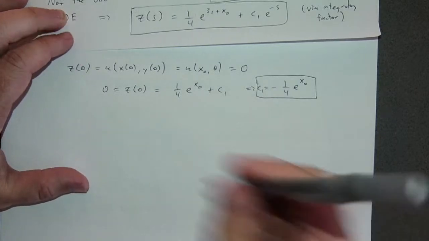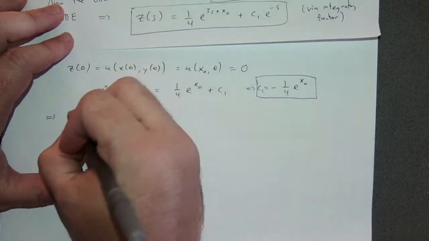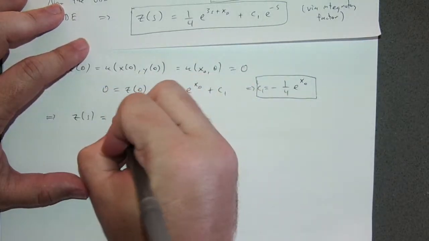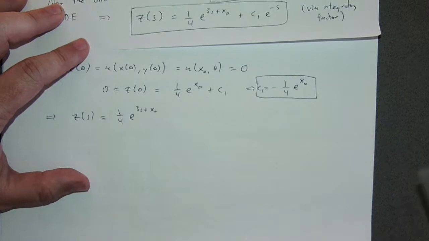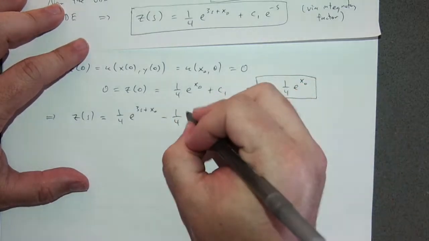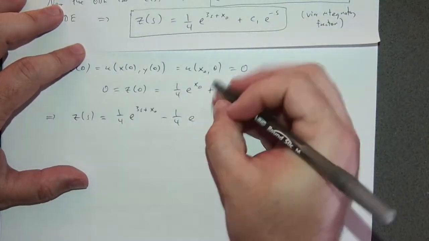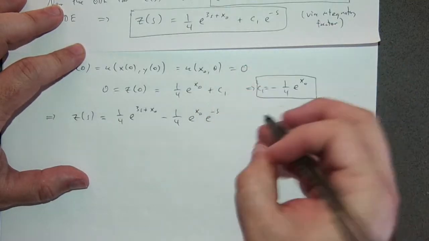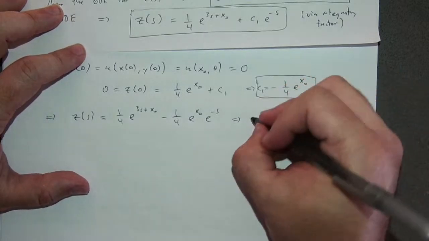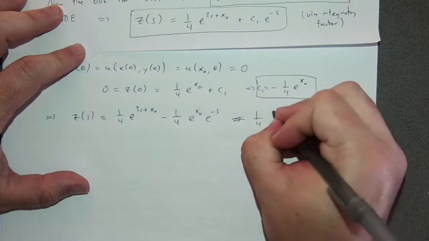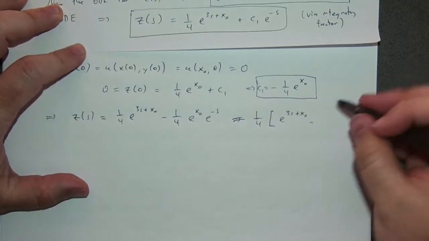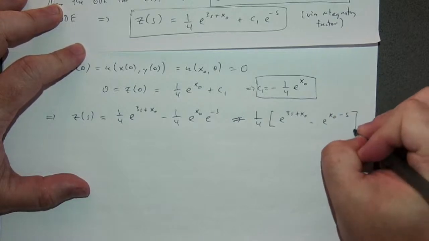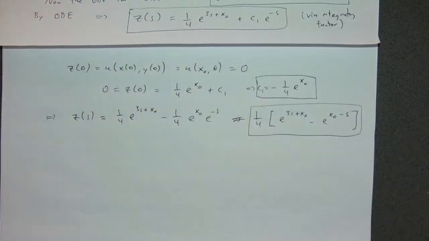Okay. So using this for our generic z of s, z of s is 1/4 e to the 3s plus x naught, minus 1/4 e to the x naught times e to the minus s. So if you like, you can write this in a little bit more convenient way. This is 1/4 times e to the 3s plus x naught minus e to the x naught minus s. So there's my z of s. There is my value of the solution along the characteristic.